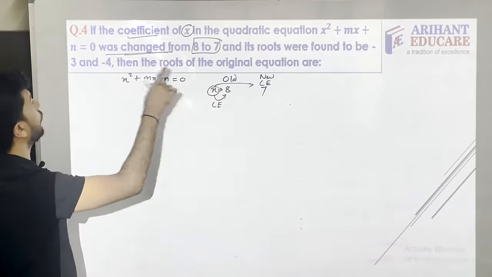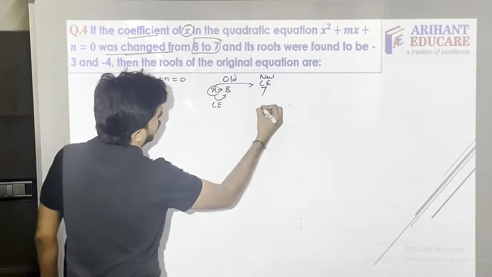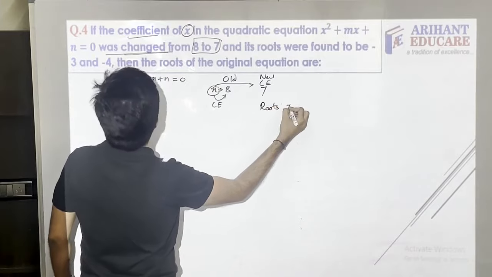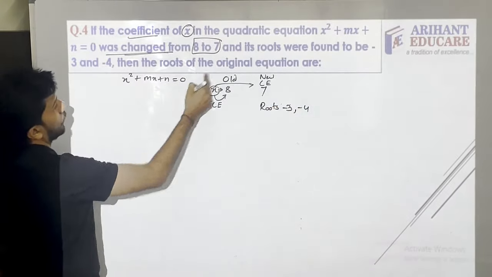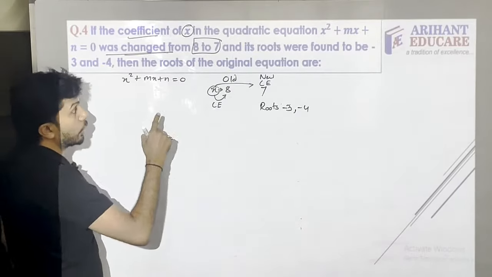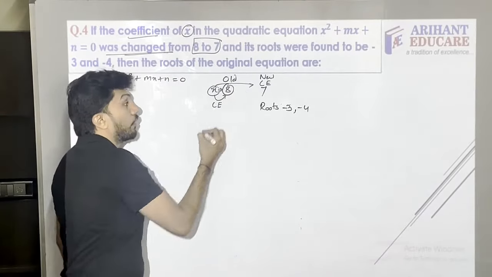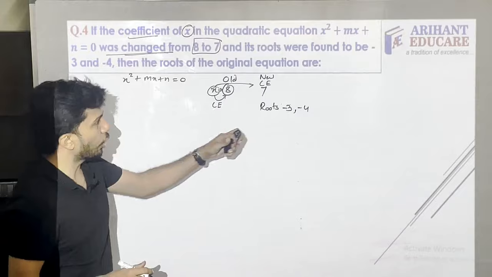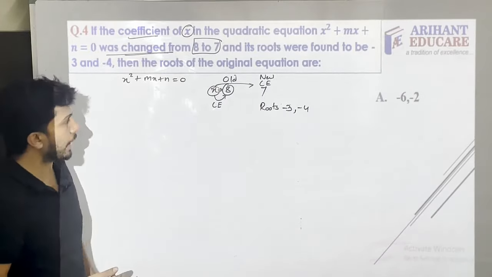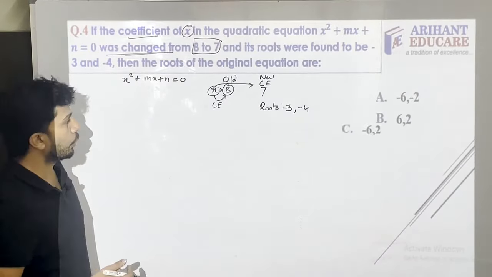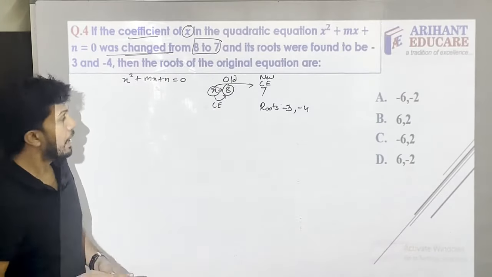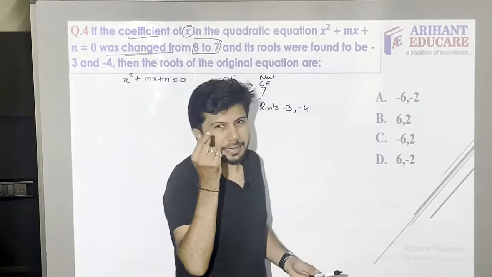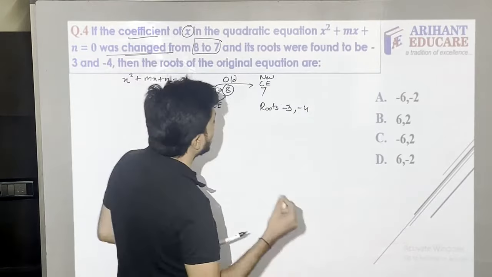And its roots were found to be 3 and minus 4. For the new value, the roots were found to be minus 3, minus 4. Then the roots of the original equation are. We have to figure out the roots of the original equation when the coefficient was 8. Let's see the options as well. We have minus 6, minus 2. We have 6 and 2. We have minus 6 and 2. And we have 6 and minus 2. My dear students, there is one thing that we have to realize. That one thing is what?